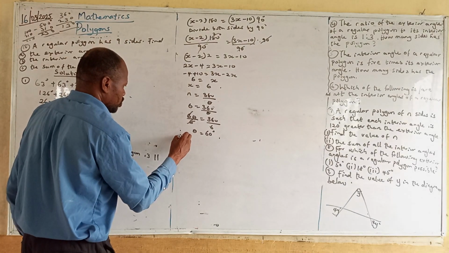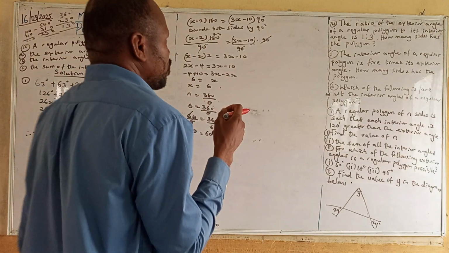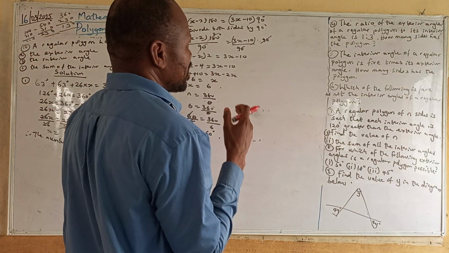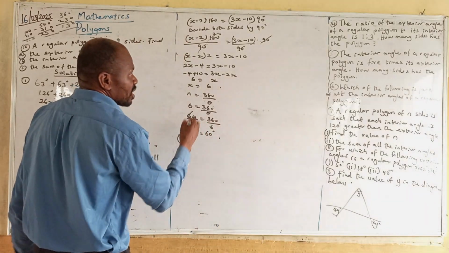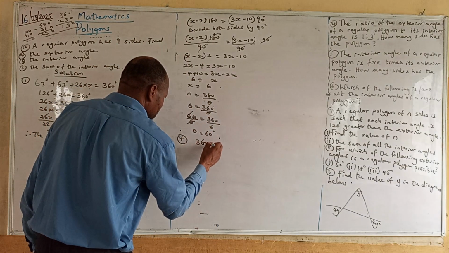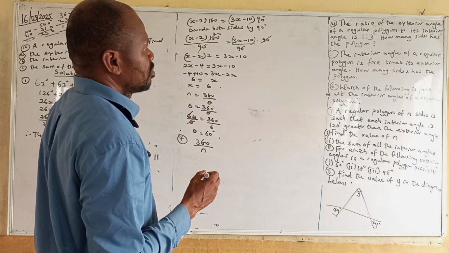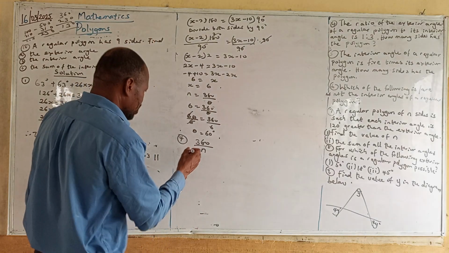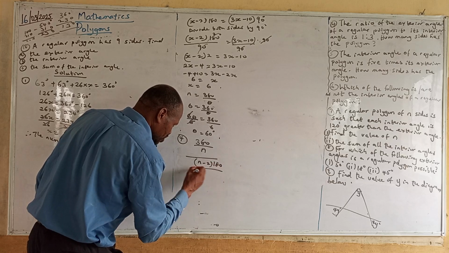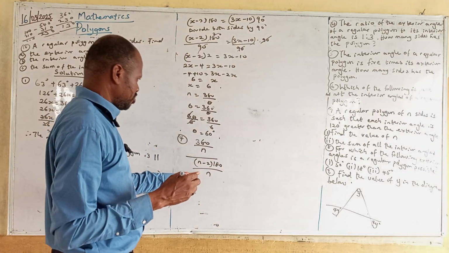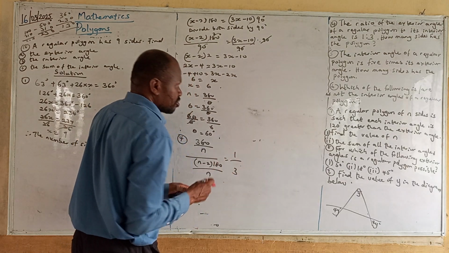Then number 4. The ratio of the exterior angle of a regular polygon to the interior angle is 1:3. For the exterior angle, you have 360 divided by n for each exterior angle. Then the interior angle is (n minus 2) times 180, each interior angle divided by n. So the ratio here equals 1/3.